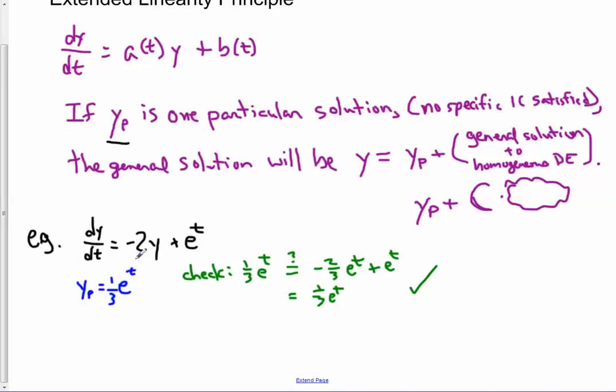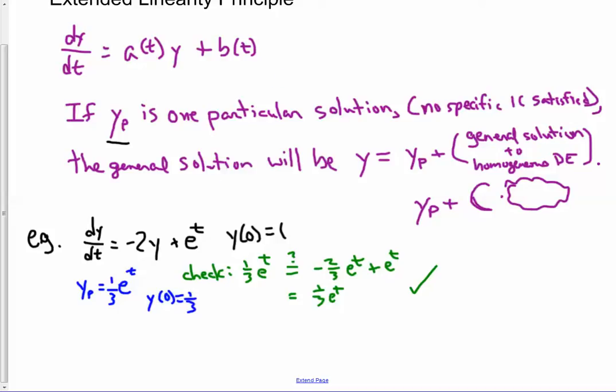It satisfies some initial condition. I guess it satisfies y(0) equals 1/3. That's the initial condition. Now, if that was the initial condition of our problem, we'd be set. In fact, let me give us an initial condition. Let's say y(0) equals 1. So we found a solution that satisfies the differential equation but does not satisfy this initial condition. It satisfies another initial condition. So we're not done.